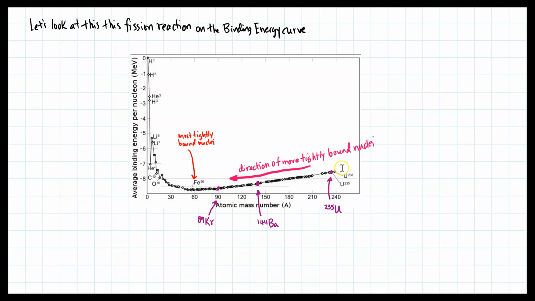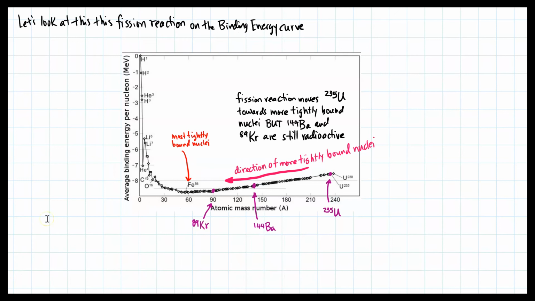Once again, as nuclei move towards the bottom of the curve, that is the direction of more tightly bound nuclei. Just like alpha, beta, and gamma radioactive decays, fission reactions move less stable particles towards more stable particles, and in this case, more tightly bound nuclei.